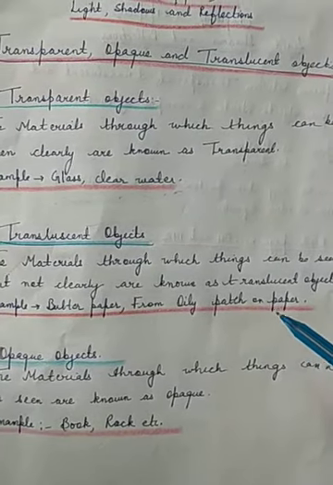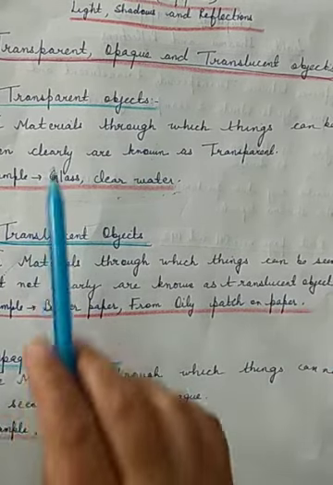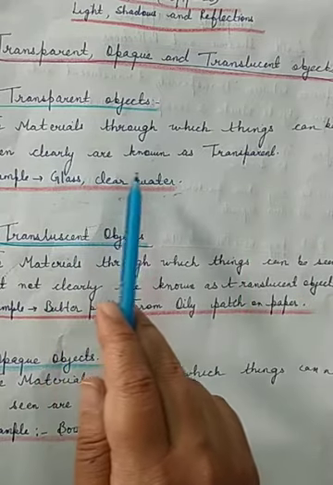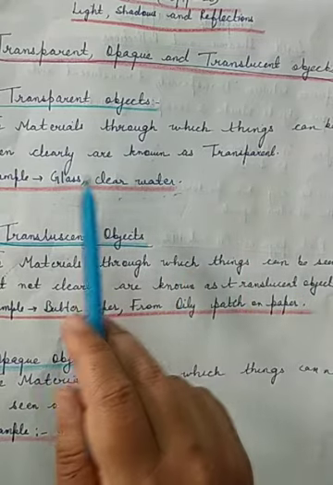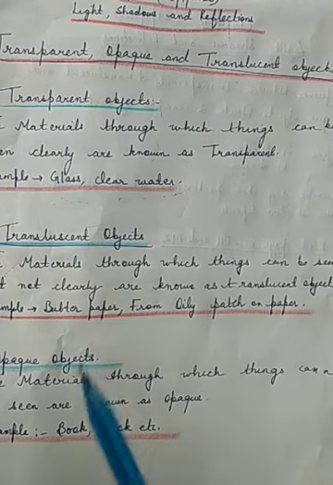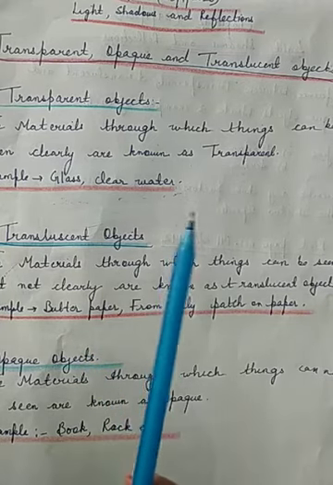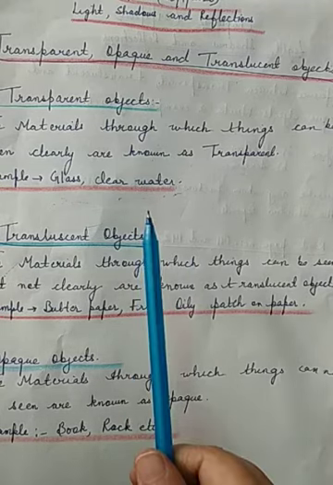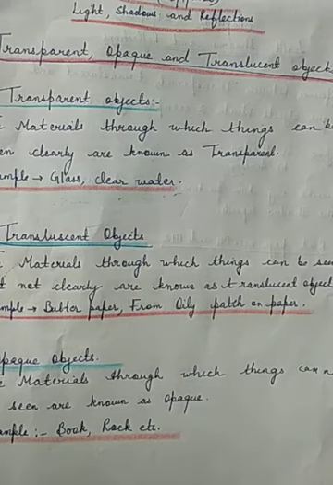What are transparent object? So the first is transparent object, the material through which things can be seen clearly. They are known as transparent object, like glass. You can see the glass frame in the window also. You can see the other side of the glass very clearly through the glass material. So the things through which you can see the things clearly, that are known as transparent object, and clean water is also an example of transparent object.